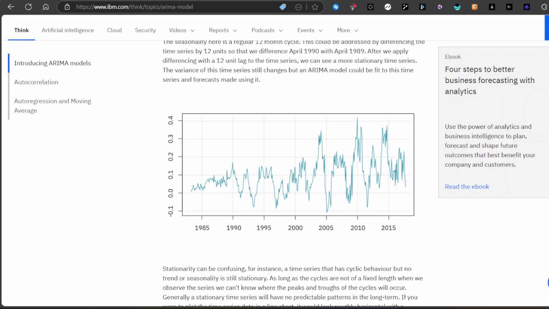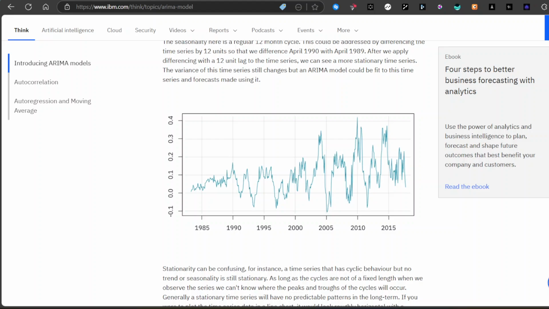adds another layer of refinement. By incorporating the average of past forecast errors, the model corrects for random shocks and noise in the data. This smoothing effect is vital in Forex trading, where sudden market moves can be unpredictable. Now, the moving average part of ARIMA acts as a filter, reducing the impact of these irregular fluctuations and providing a clearer picture of the prevailing market trend.